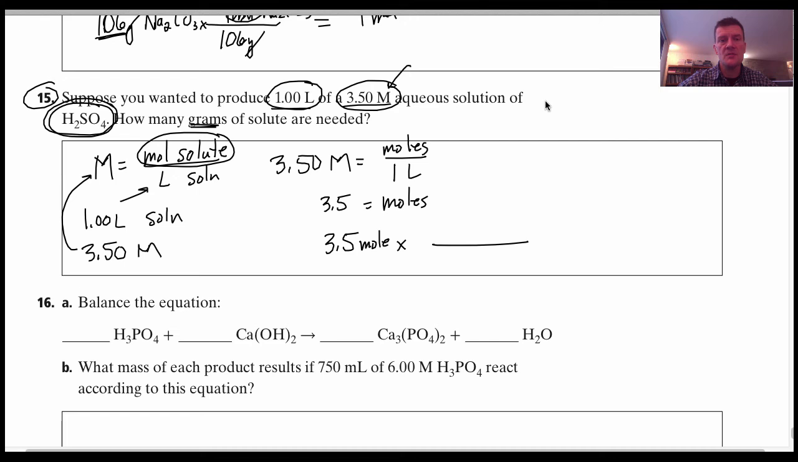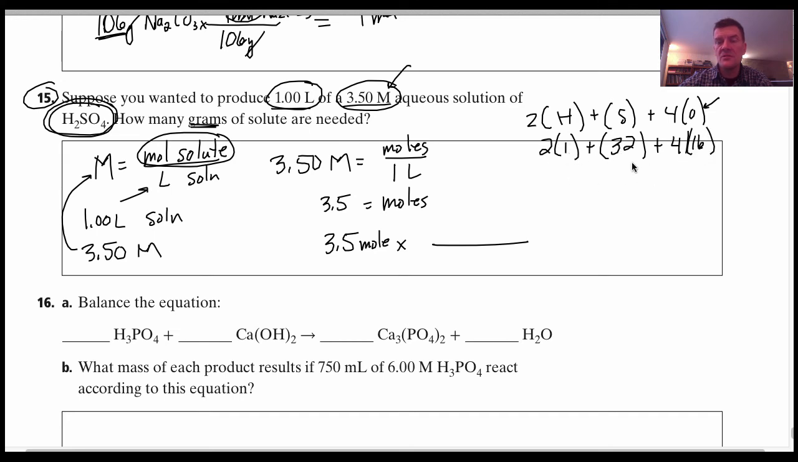So I have to look on the periodic table. I have 2 hydrogens. I have 1 sulfur, and I have 4 oxygens. Okay, so a molar mass of hydrogen is 1. Molar mass of sulfur is 32. And each oxygen here is 16. So 2 plus 32, 4 times 16, that's 64, right? So that's 96, 98 if I did the math right there.